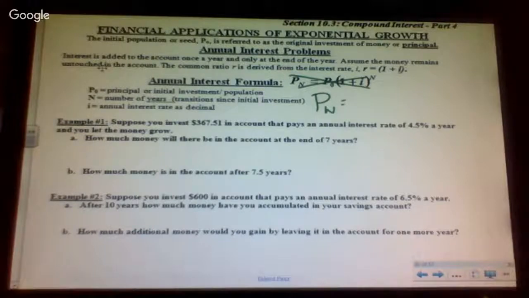P sub n equals P sub 0 times 1 plus I divided by K. Okay, so that's your change here. I is divided by K. And then over here, K times N. So all we've done is we've added this variable K.